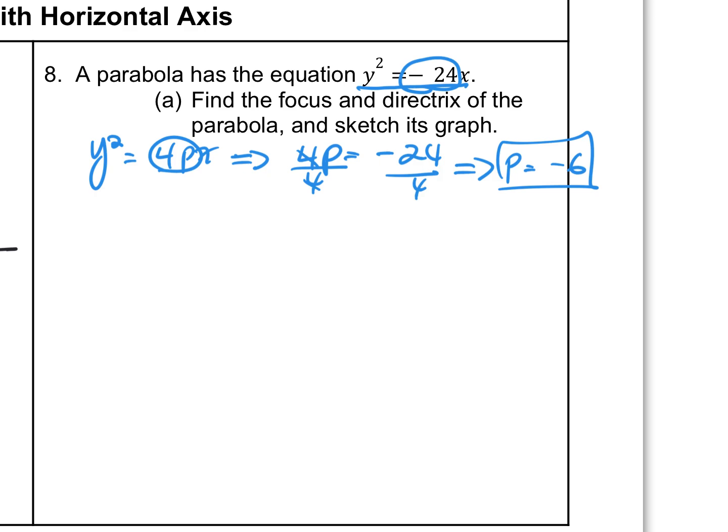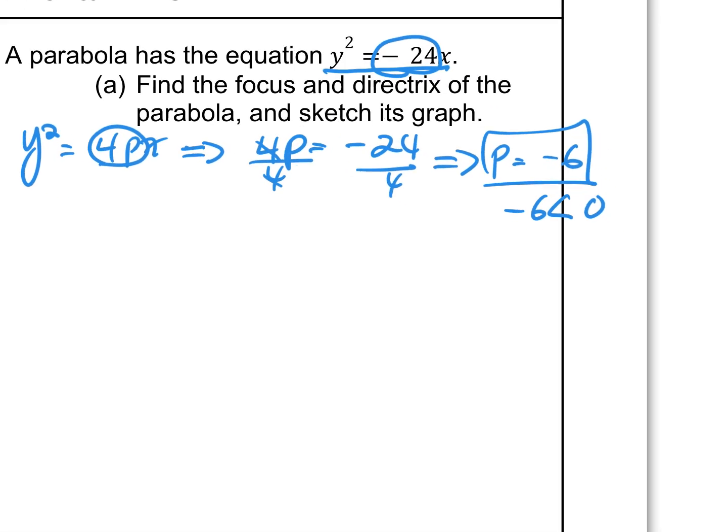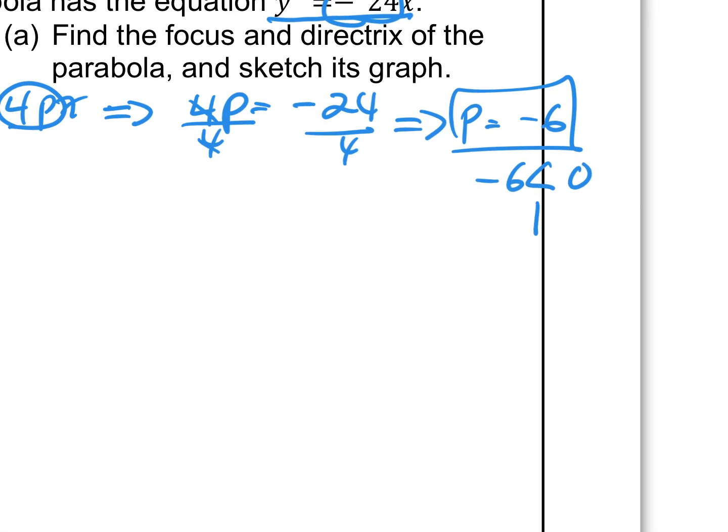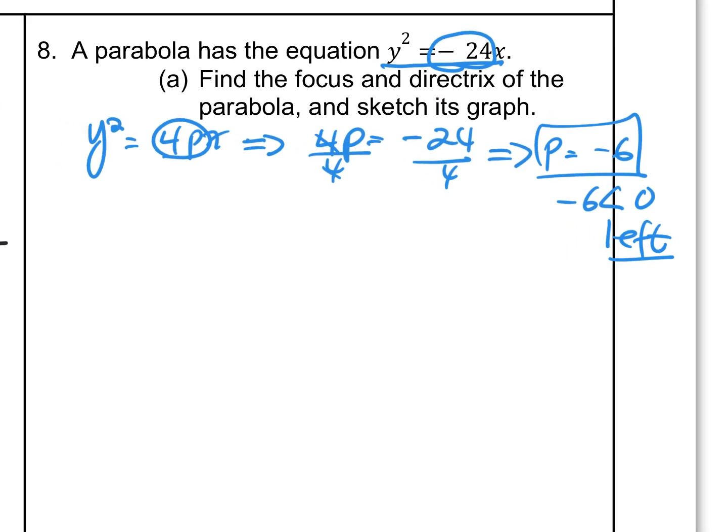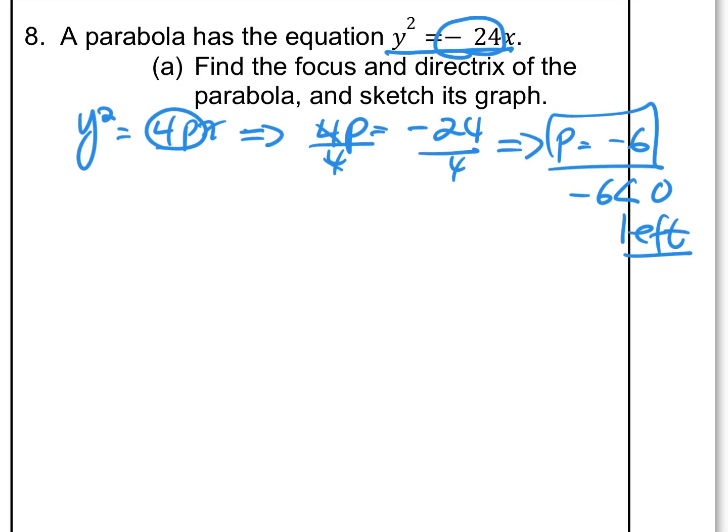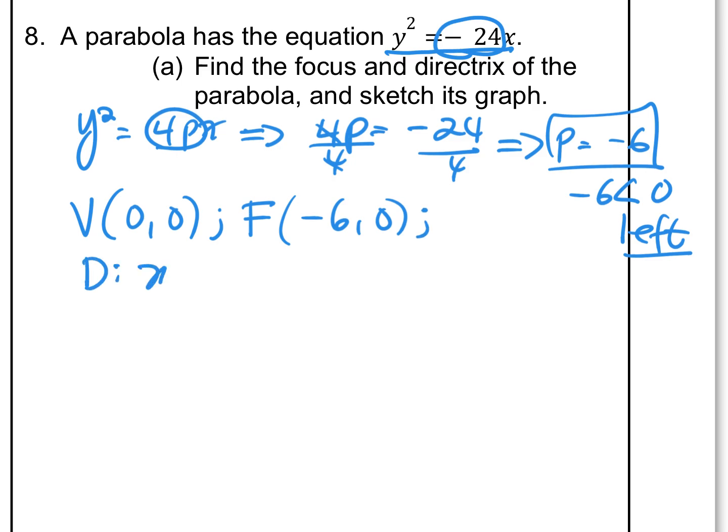Since our p is negative 6 and negative 6 is less than 0, it means our graph will be opening to the left side. Let's continue now. Let's get the information that we need for it to be graphed. First, we need our vertex at 0, 0. Second one is the focus, which is going to be negative 6, 0. Then the directrix is going to be the opposite: x is equal to 6.